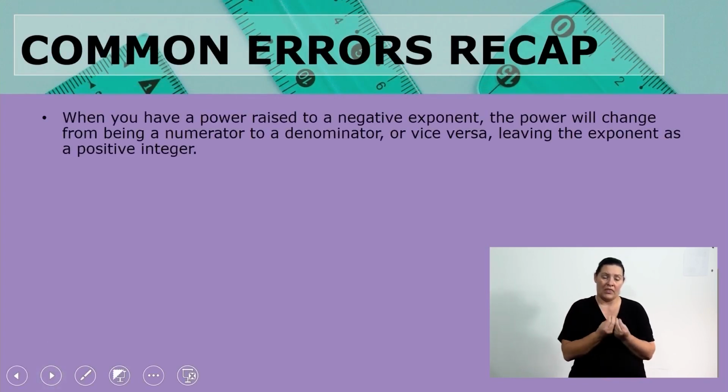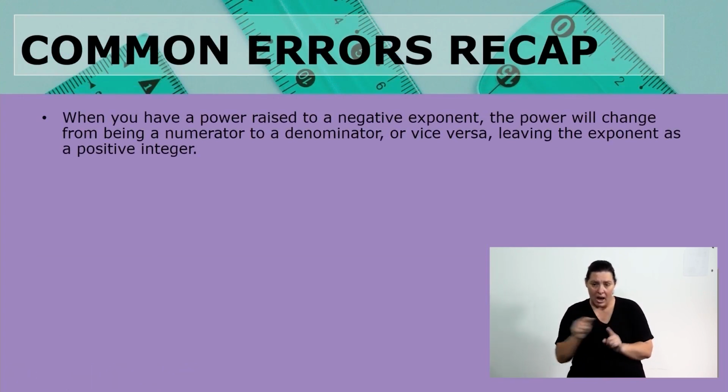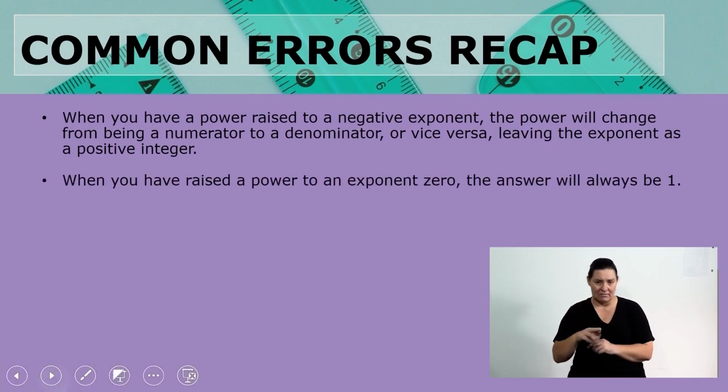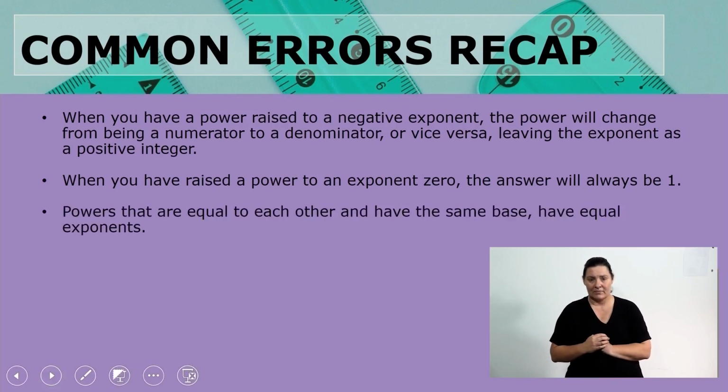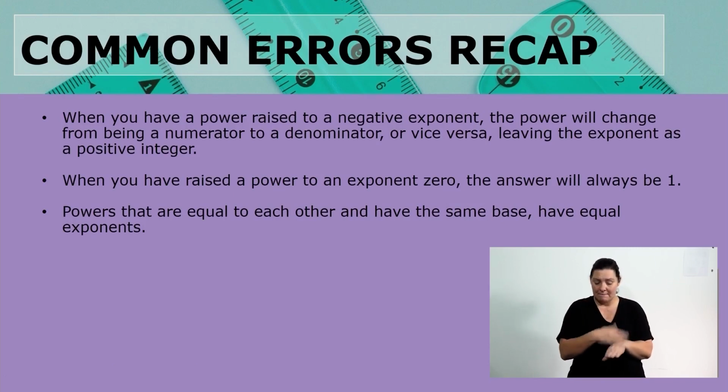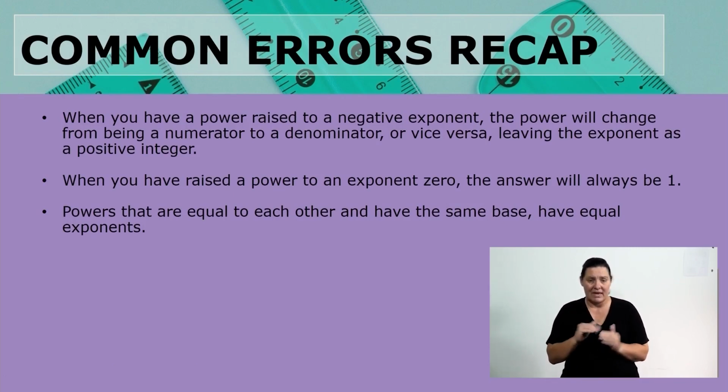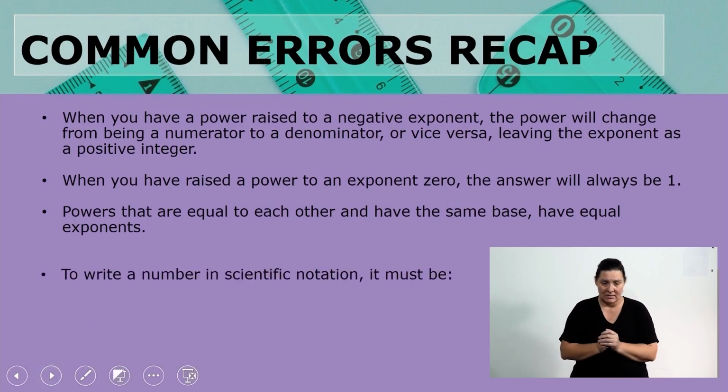Now, remember, when you are working with exponents, when you have a power raised to a negative exponent, the power will change from being a numerator to a denominator, or vice versa, leaving the exponent as a positive integer. When you have raised a power to an exponent 0, then the answer will always be 1. Powers that are equal to each other and have the same base will have equal exponents as well.